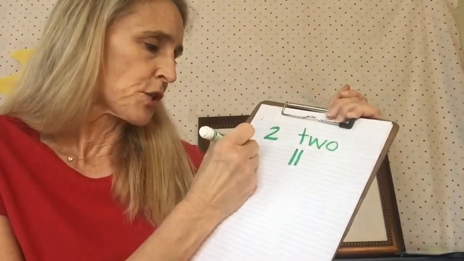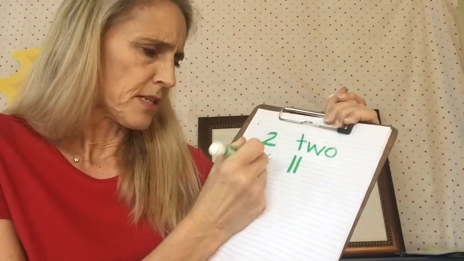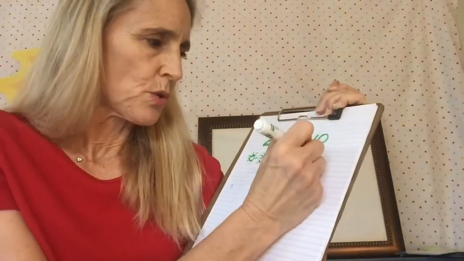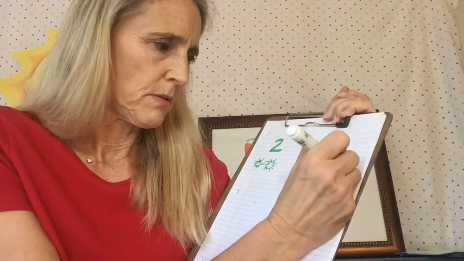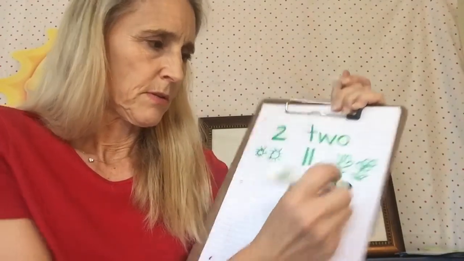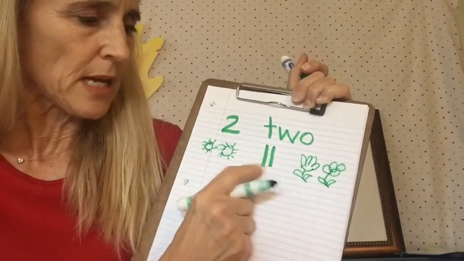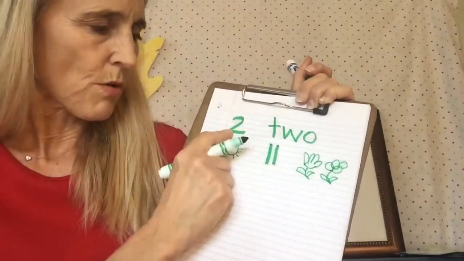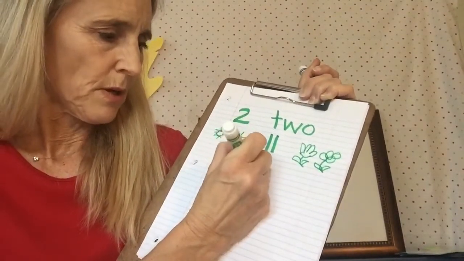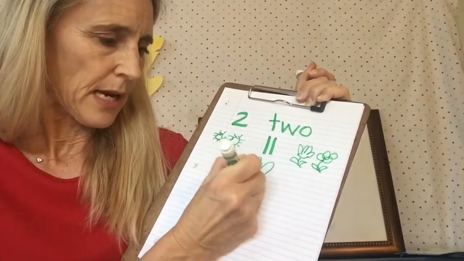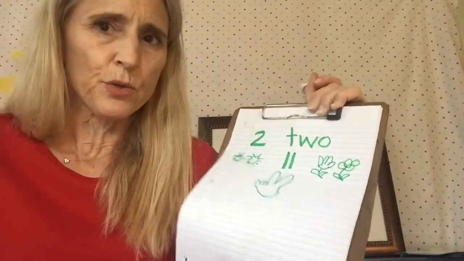Let's say I wanted to draw 2 sunshines, right? So 1, these aren't very good sunshines, 2. Or you can make 2 flowers. So you could make a picture, right, of 2 suns or 2 flowers, or you can make 2 tally marks, or you could have the numeral 2, or you could have the number 2 word. I could put up 2 fingers. Sometimes we do that, right? When we're counting, we put up 2 fingers, okay? And so those are the ways to show 2, okay?